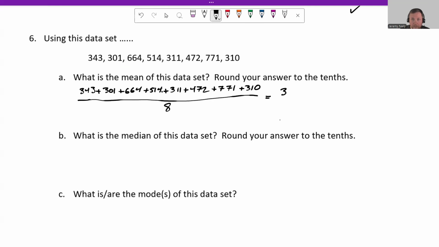So I have 3,686 divided by 8. So to the tenths, I'm getting 460.8.